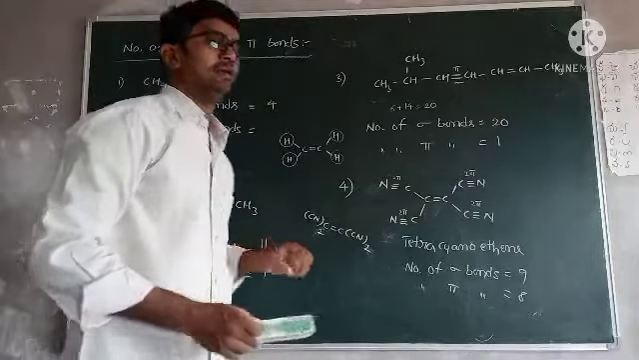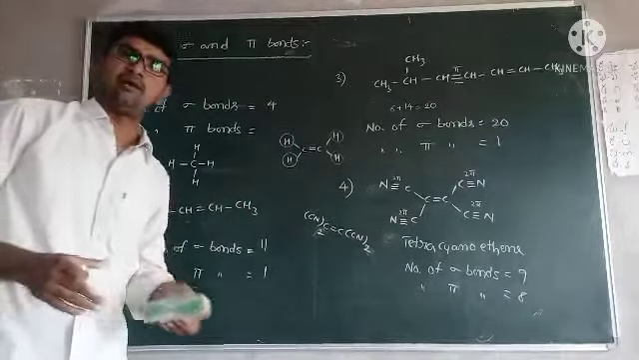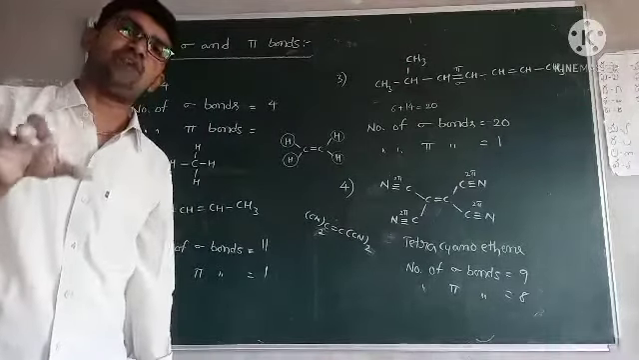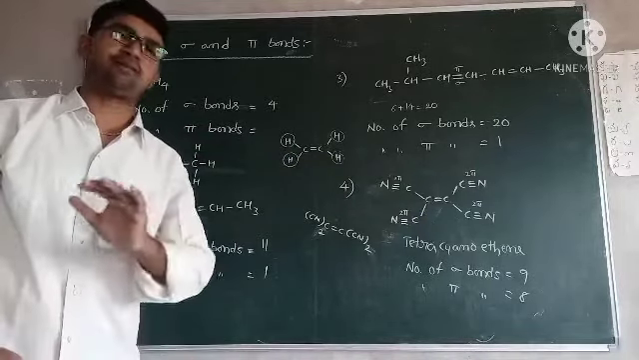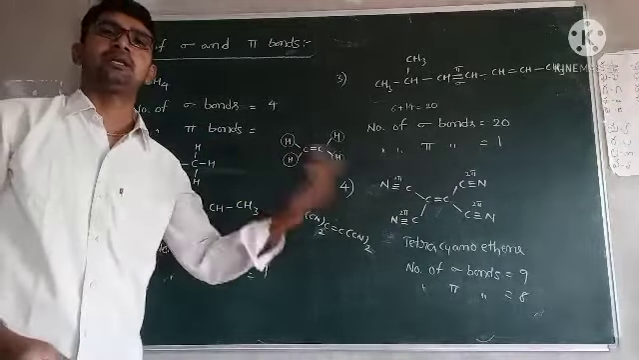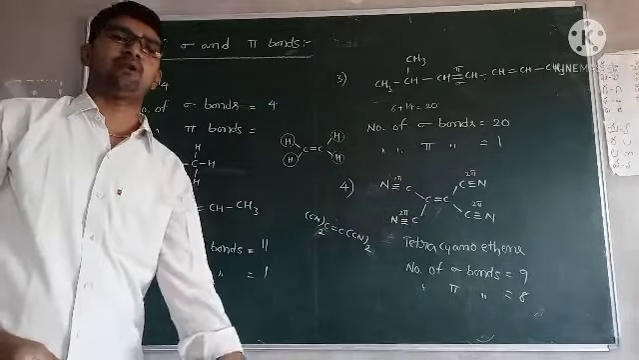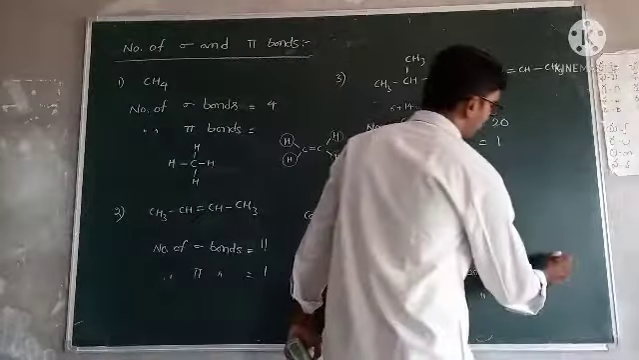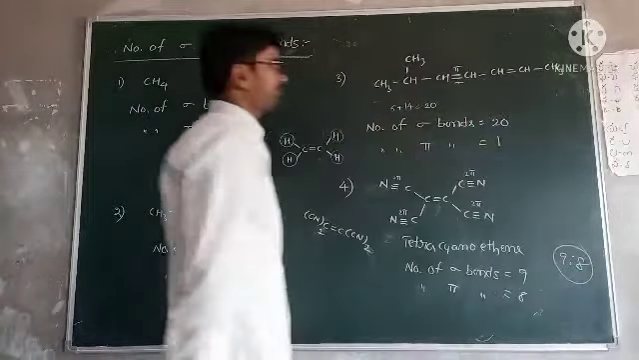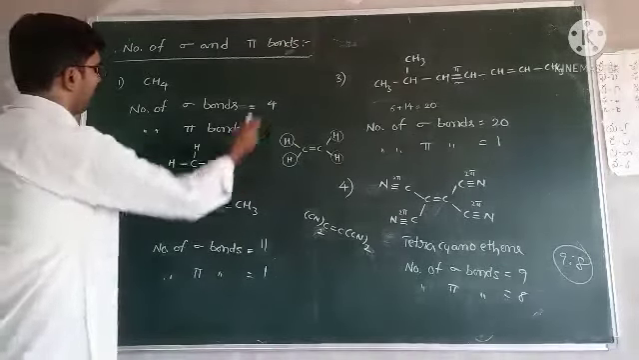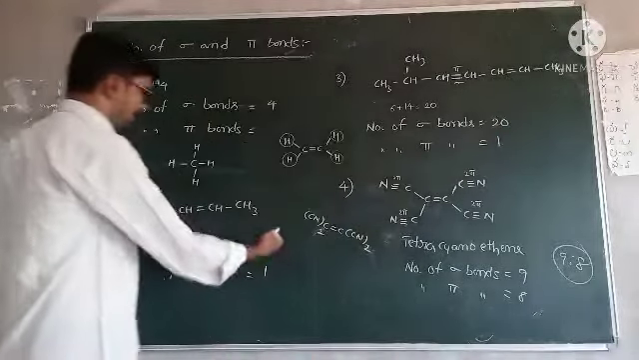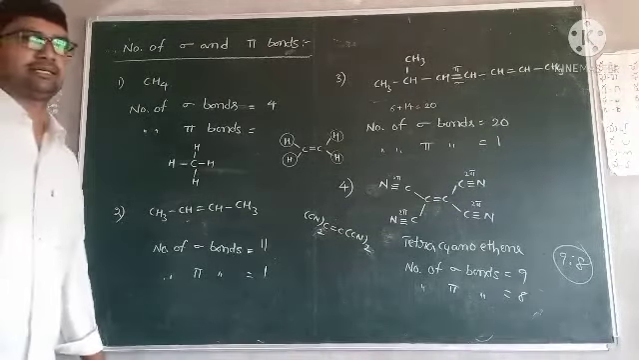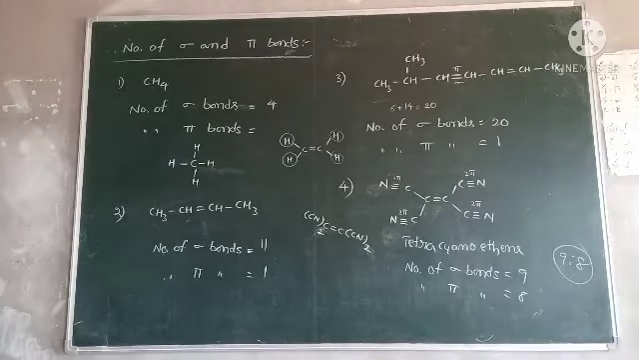But sometimes problems ask like this: what is the ratio of sigma and pi bonds in the given organic compound? The ratio is also asked. So first identify the number of sigma bonds and also the number of pi bonds. Ratio means the number of sigma bonds by pi bonds. For example, here the ratio of sigma to pi bonds is 9:8. Here 4 only. Here 20/1. Here 11/1. Okay? Right. This is about calculating the number of sigma and pi bonds. Right? Today's class is completed.